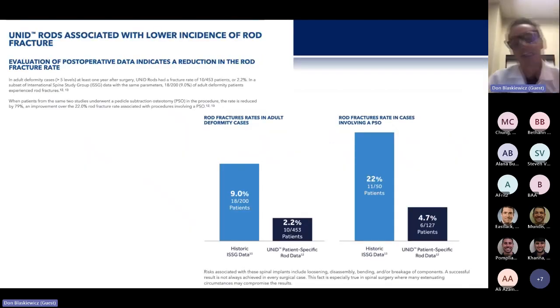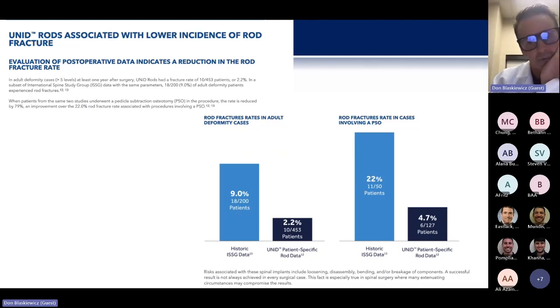Another thing that was learned about using patient-specific rods and getting better alignment was there was a decreased incidence of rod fracture. When we look at historic ISSG data of rod fractures in adult deformity cases, it was 9% versus 2.2% with UNiD cases.